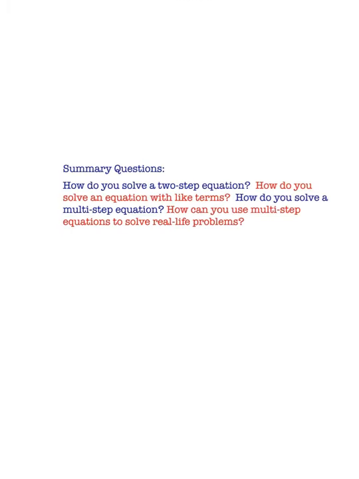All right, summary questions for you. How do you solve a two-step equation? Well, we use GEMDAS backwards. We simplify, we get the variable by itself, and we're using inverse operations. So how do you solve an equation with like terms? Well, like terms were one of our vocab words. You can combine like terms if the term has the same variable raised to the same exponent. And how do you solve a multi-step equation? Well, same thing, GEMDAS backwards. We want to get the variable by itself.